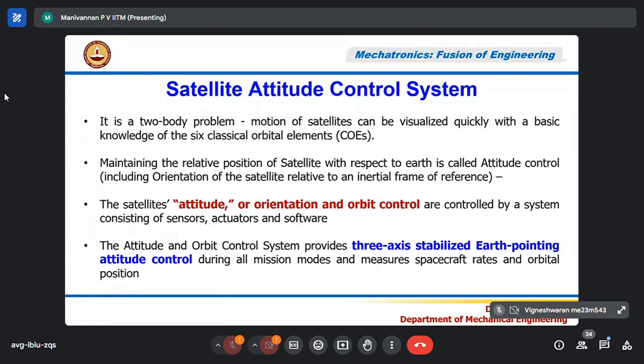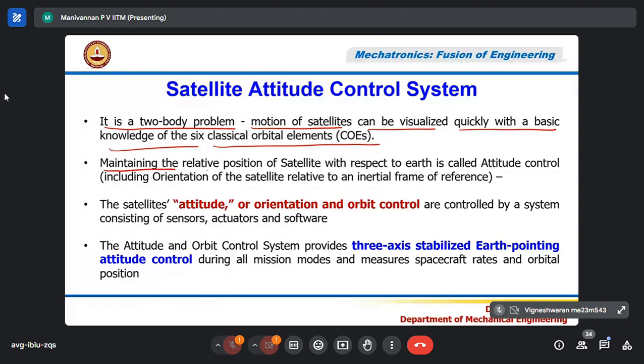So what is the altitude control? It is called a two-body problem. Motion of a satellite can be visualized quickly with a basic knowledge of 6 classical orbital elements. Correct? Classical orbital elements we call, that is the basic theory behind that. We need not worry. We are not going to launch a satellite. Just wanted to tell you the terminologies.